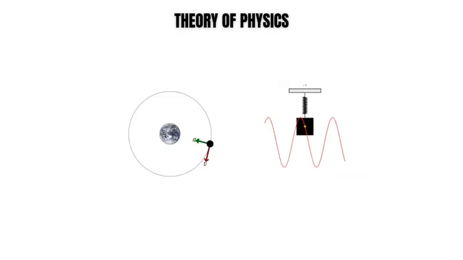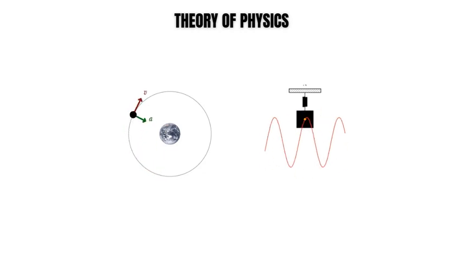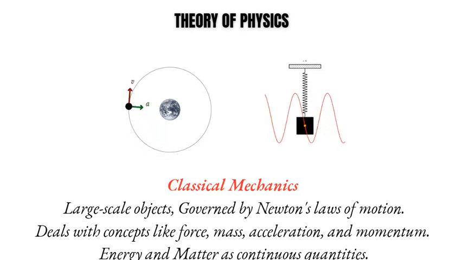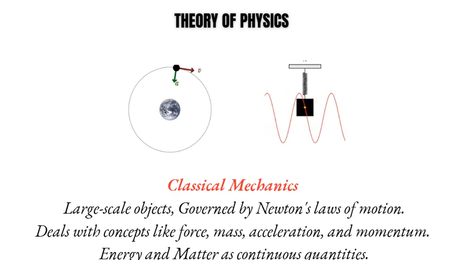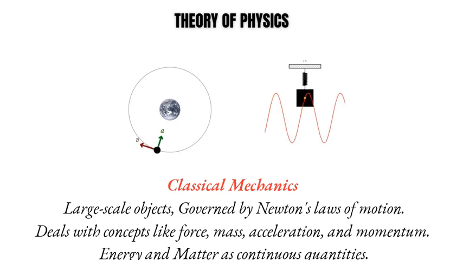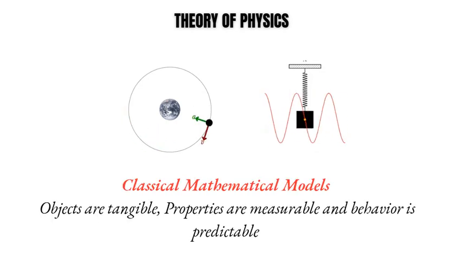In our schools, we studied the theory of physics using the principles of classical mechanics. Classical mechanics is the physics of large-scale objects governed by Newton's laws of motion. It deals with concepts like force, mass, acceleration, momentum, etc. Classical mechanics treats energy and matter as continuous quantities. Here the objects are tangible, movement is measurable, and behavior is predictable using classical mathematical models and equations.